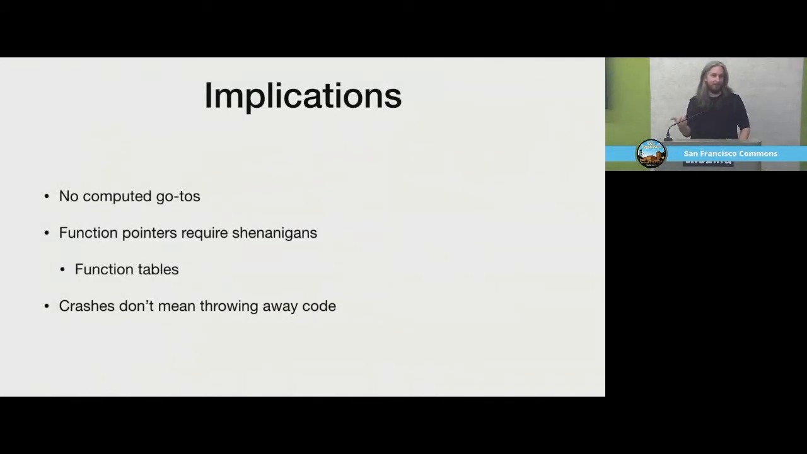So that means that computed go-tos are kind of not going to happen, because you have no way of talking about the address of a piece of code or an operation you want to jump to. It doesn't make any sense. Function pointers require shenanigans, essentially. Function pointers aren't really pointers anymore. They are, in fact, indexes into a table. And as I mentioned, crashes don't mean throwing away the code.